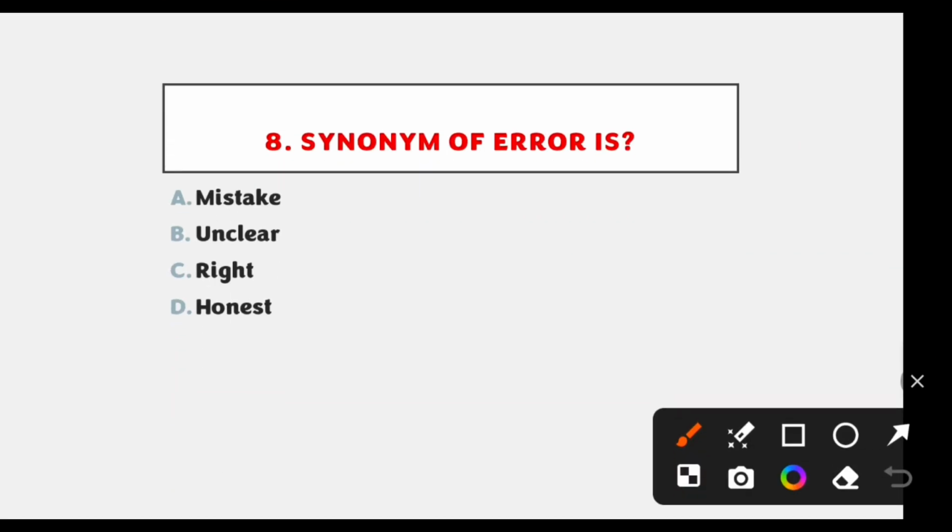MCQ number 8 is synonym of error. And English synonyms mean those words which are pronounced differently but have the same meanings. And the synonym of error is known as mistake. Other synonyms for mistake are fallacy and inaccuracy.